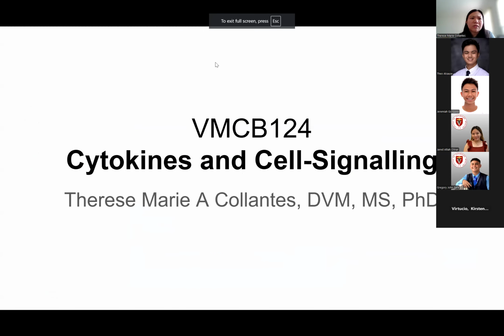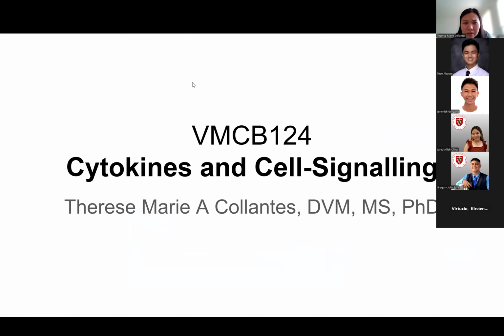For cytokines and cell signaling, there's a question. From my understanding, M1 can shift to M2. Can they shift back to M1 macrophages? That's a good question. I think so. Yes, they can. If they survive the M2 state, so if they're able to clean up the tissue damage, they can be reprogrammed again. Okay, that's a good question. Thank you.